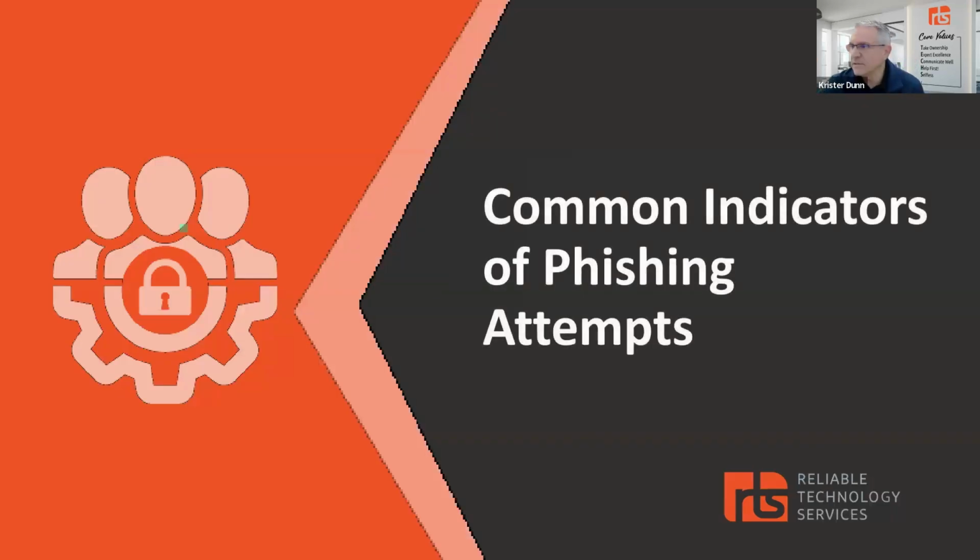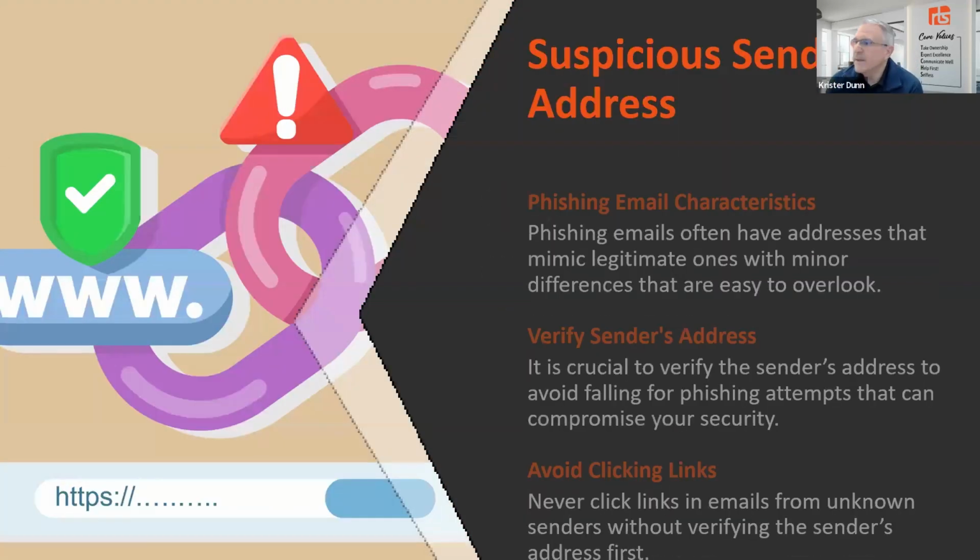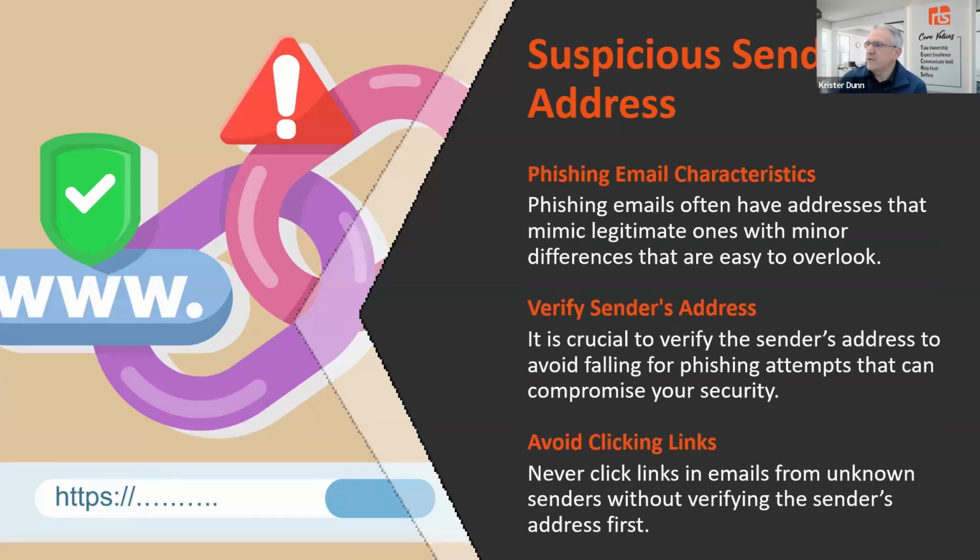Some common indicators of phishing attempts. When you're getting email addresses, it's not uncommon for suspicious senders' addresses to mimic a legitimate address. So it might be AmazonCO.com or AmazonAI.com, something that looks legitimate but has been changed a little bit.